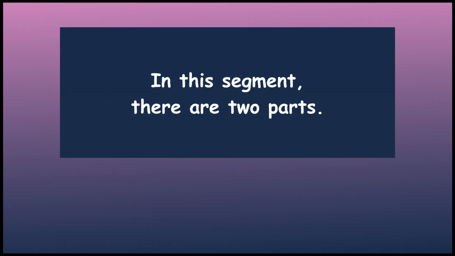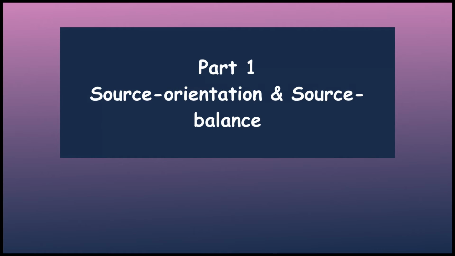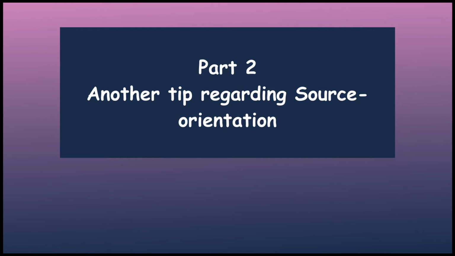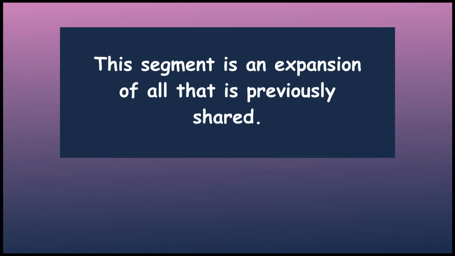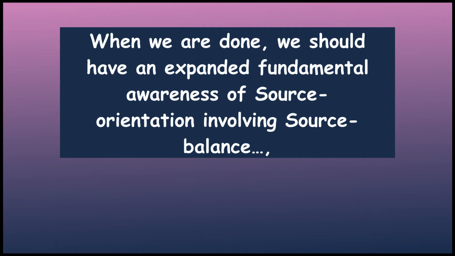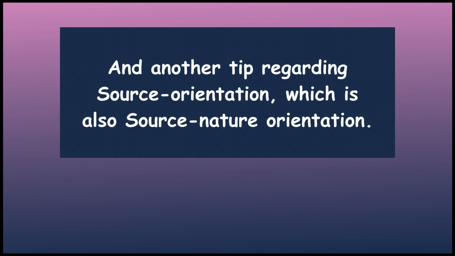In this segment, there are two parts. Part 1, source orientation and source balance, and Part 2, another tip regarding source orientation. Source orientation is previously discussed, and various concepts regarding source orientation are shared in all preceding segments. This segment is an expansion of all that is previously shared. When we are done, we should have an expanded fundamental awareness of source orientation involving source balance, and another tip regarding source orientation, which is also source nature orientation.